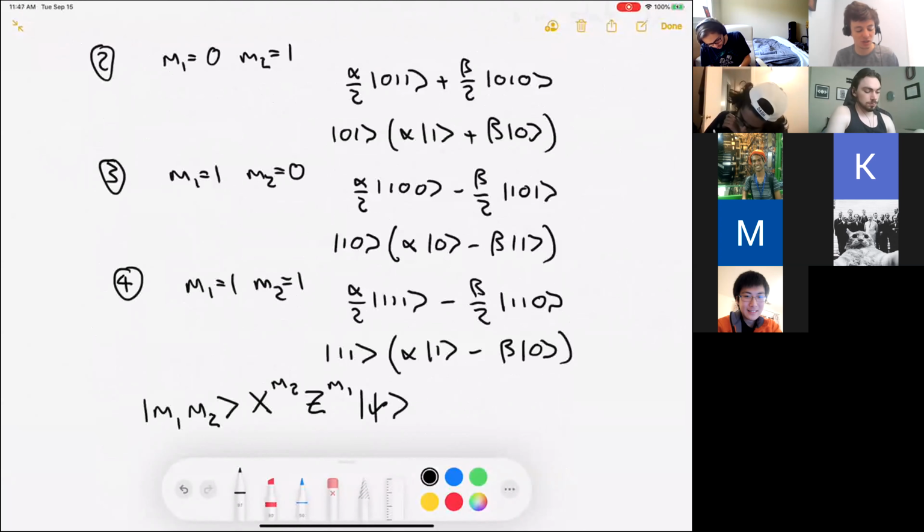Okay, case 2, M1 equals 0, M2 equals 1. So we have 0, 1, and then we have X acting on psi. What is X acting on psi? Well, it takes 0 to 1 and 1 to 0, so it's alpha 1 plus beta 0. Exactly what we got. Case 3, M1 equals 1, M2 equals 0. Have 1, 0, and then Z acting on psi. What does Z do? It puts a minus sign in front of the 1 term in the superposition. So we get 1, 0 times alpha 0 minus beta 1, which is exactly what we found.